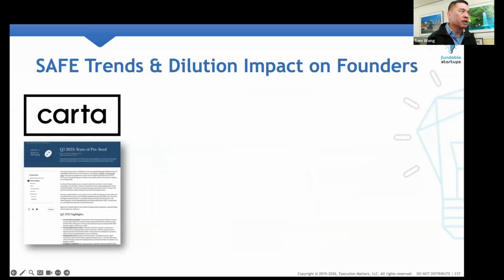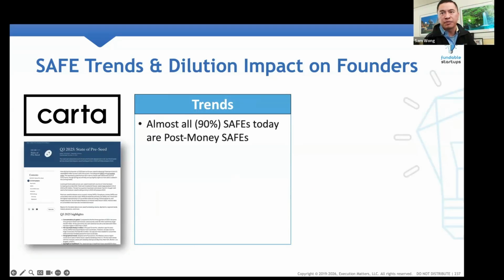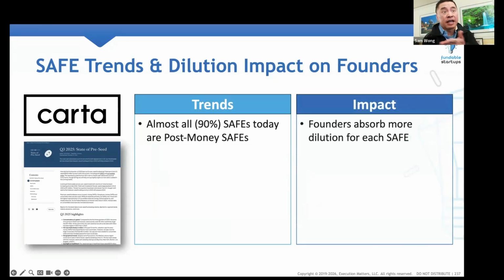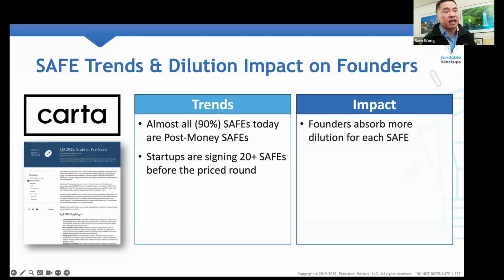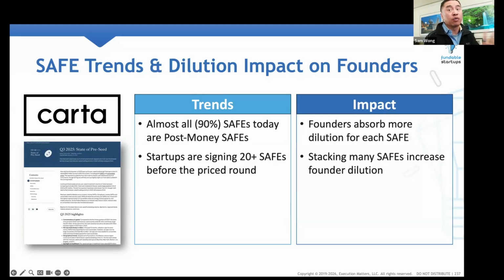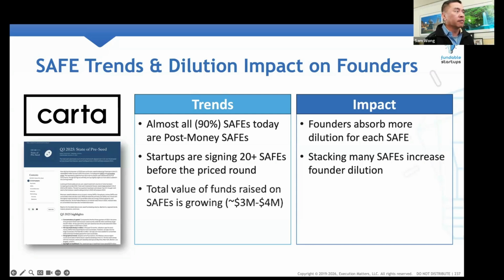So, safe trends and dilution impact, to summarize. Almost all safes today are post-money safes. That means founders will absorb more dilution when they sign safes. In addition, startups are starting to sign 20 or more safes before the priced round, and the impact of stacking all these safes will increase your founder dilution and make it even more difficult to calculate. Remember that illustration with the 1.62%? That was 12 safes. So if stacking 20 plus safes comes into play, you might have more than 1 or 2% of extra dilution.